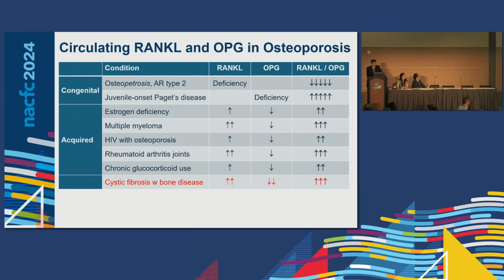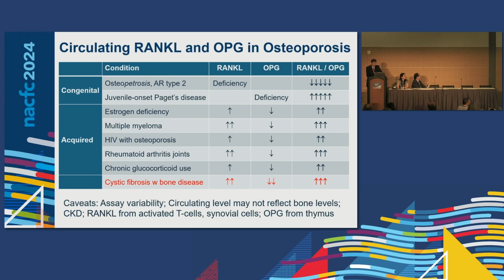So I'd like to add cystic fibrosis with bone disease to this list of acquired and congenital conditions in which you have high RANK ligand and low OPG. But I have to say there are several caveats to this. There are different assays to measure RANKL and OPG, and that can be a problem. We have to keep in mind that the circulating levels may not necessarily reflect what's happening at the level of the bone. In CKD, there is some accumulation of OPG, so we have to be careful in interpreting that.